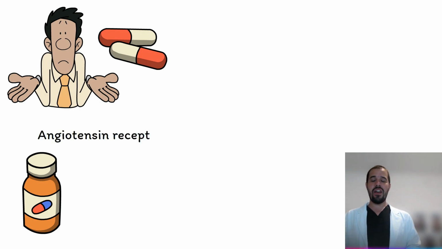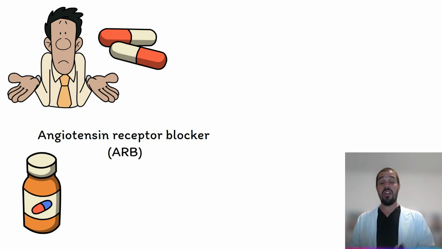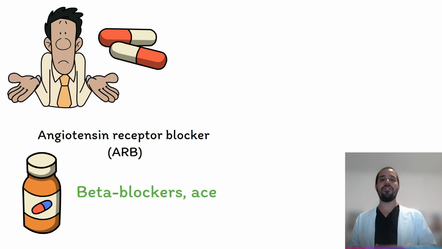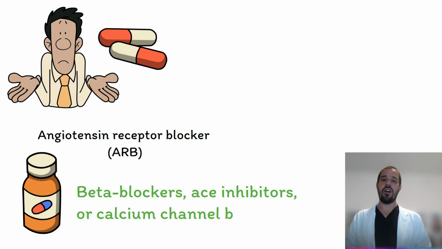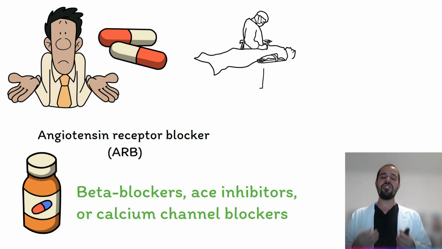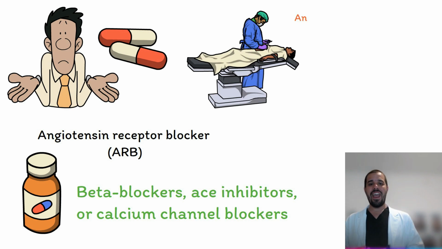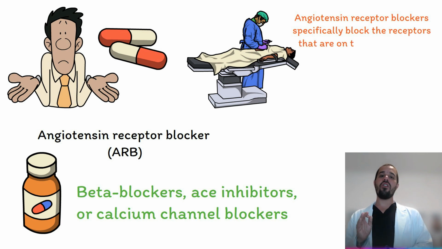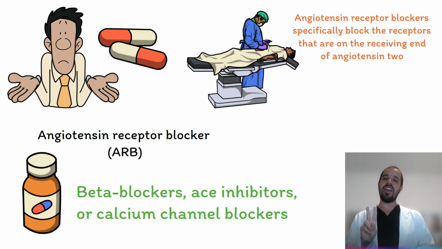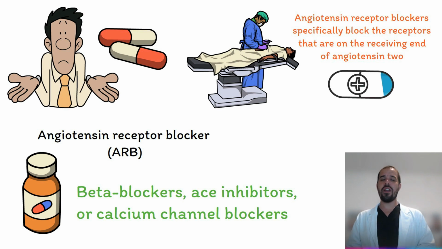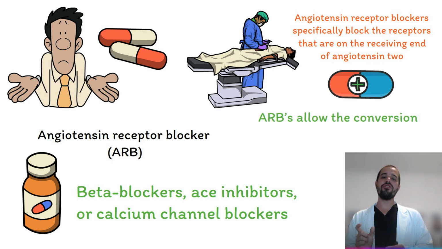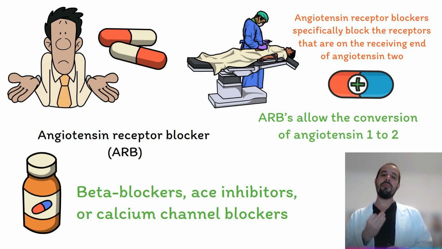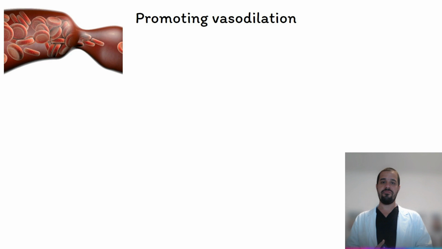Now that we can identify what is an angiotensin blocker in comparison to other drugs such as beta blockers, ACE inhibitors, or calcium channel blockers, how does this medication achieve its therapeutic response? Angiotensin receptor blockers specifically block the receptors that are on the receiving end of angiotensin II. Unlike other medications, ARBs allow the conversion of angiotensin 1 to 2, but they block the receptors that receive it, thus preventing vasoconstriction and promoting vasodilation.